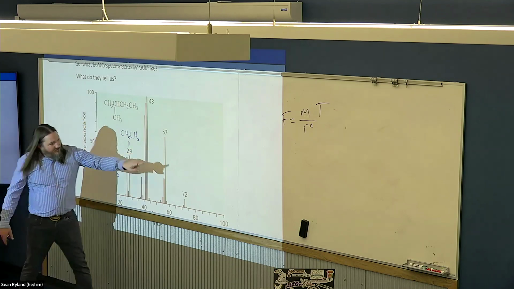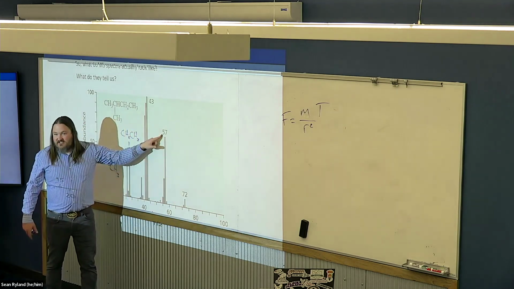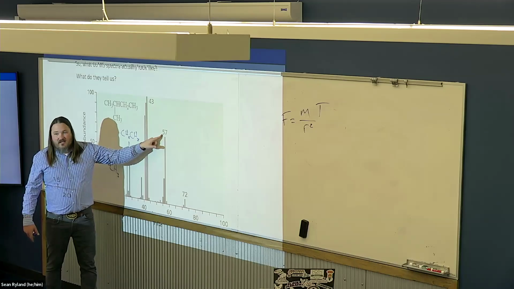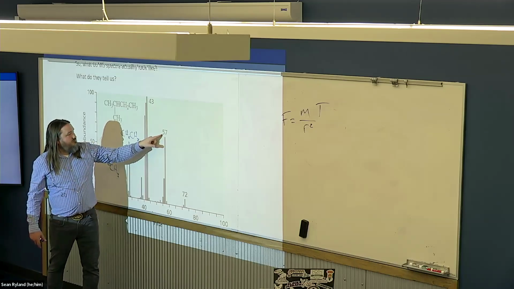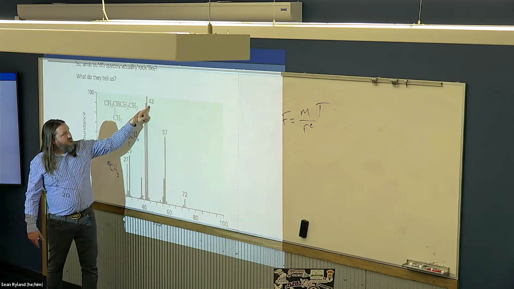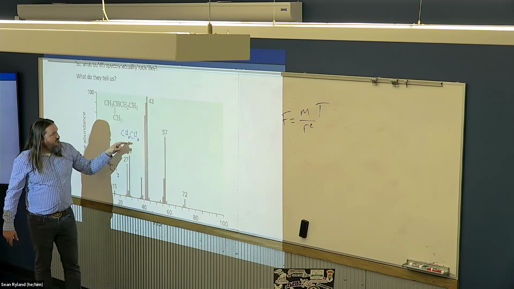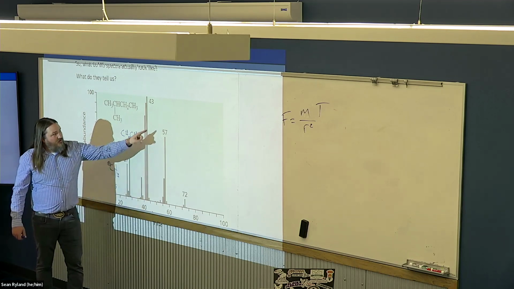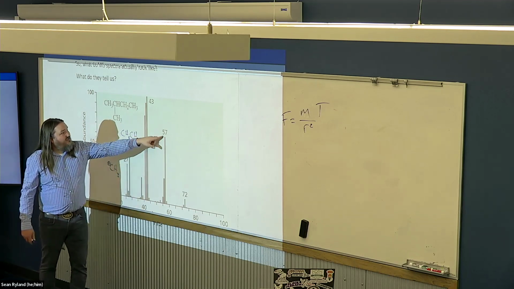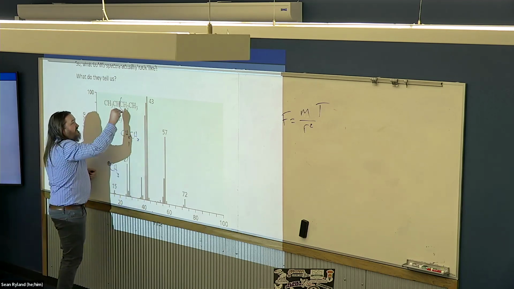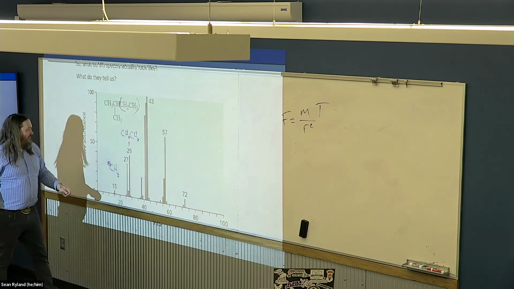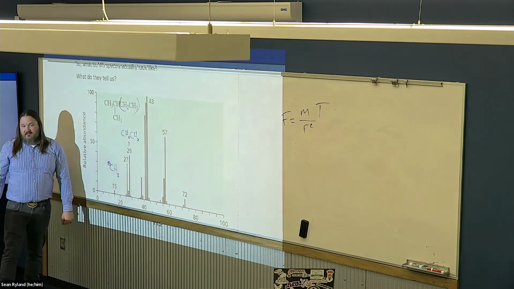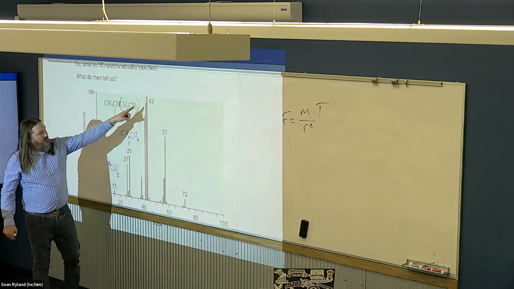And same with 72 minus 15 gives us 57, right? Then 57 minus another methyl group would give you damn near that, close to 42. Yeah, that's 57 minus this. 57 minus 29 gives us the 43, right?